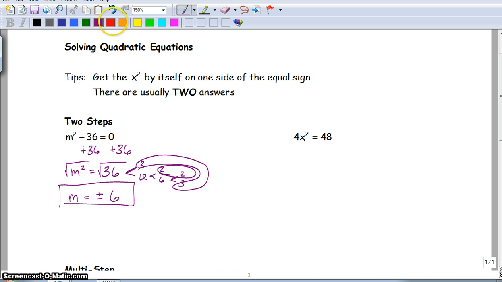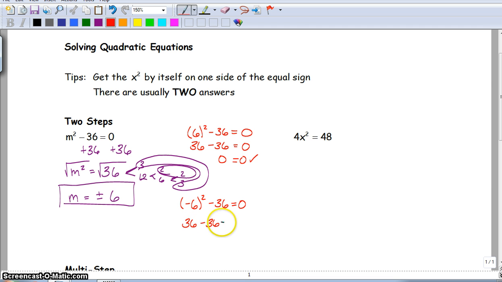If you went back and checked your work, positive 6 squared minus 36 equals 0. Positive 6 squared is 36, and 36 minus 36 equals 0. So the first one works out. The second one, negative 6 squared minus 36 equals 0. Negative 6 squared is a positive 36, minus 36, which again equals 0.